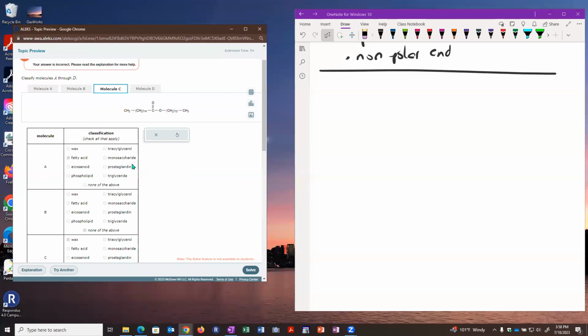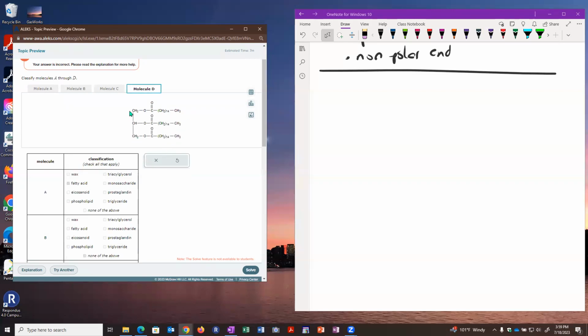If you look at C, C here has the ester in the middle, and then we have a long carbon chain on one side and a long carbon chain on the other. That is a really telltale sign that we're looking at a wax, right? A wax is just an ester of a long chain alcohol on the right side and a fatty acid, a long carbon chain carboxylic acid, here on the left.